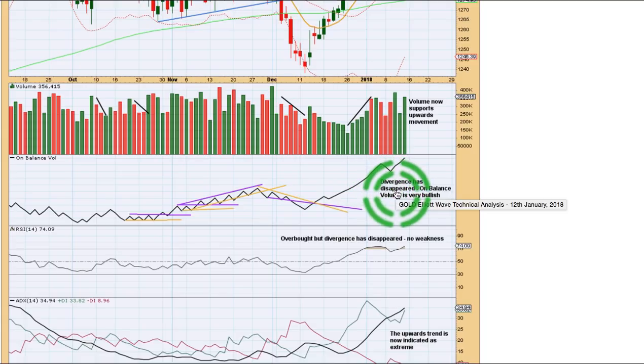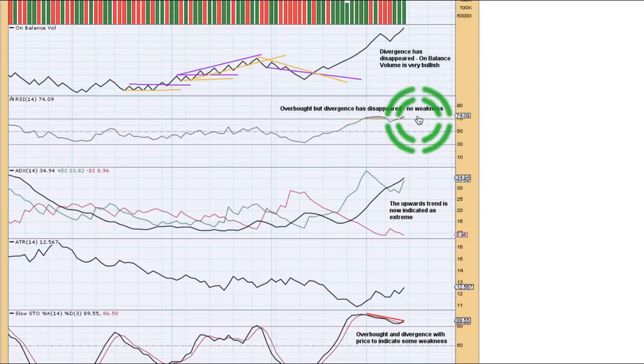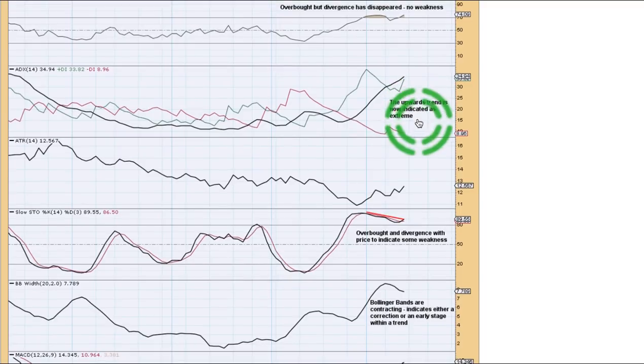Divergence between price and on-balance volume has simply disappeared. On-balance volume is very bullish. Volume is bullish. RSI is overbought, but there's no weakness, so we'll read this as still bullish. It can remain overbought for quite a long period of time when gold has a bullish trend.